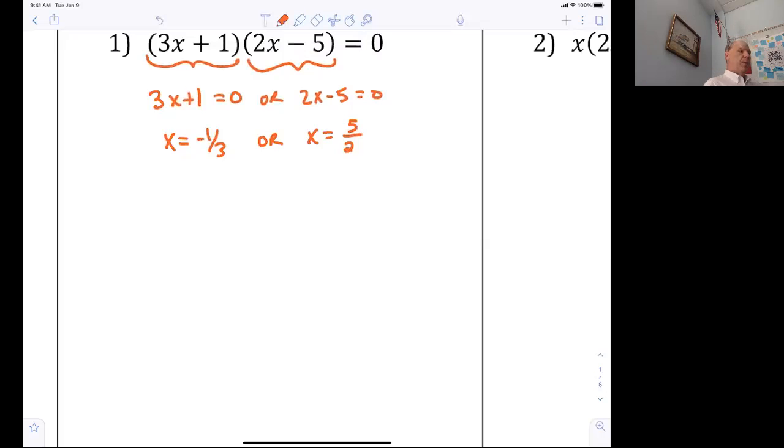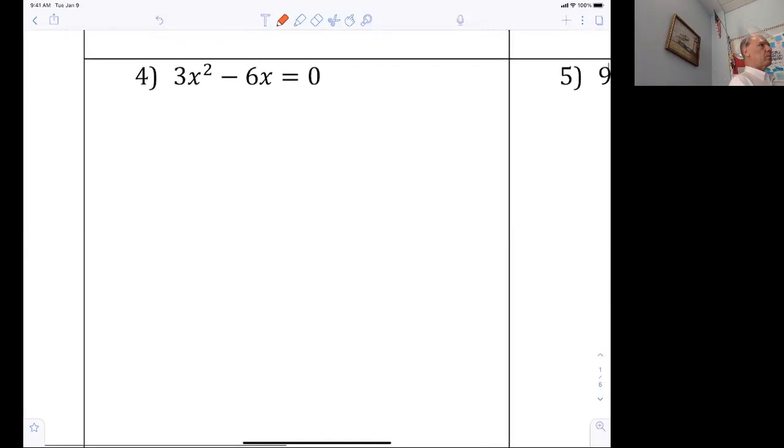So here we go. Let's look at number 4. I told you always look for a GCF. Is there a GCF here? Yes, there is a 2x. No, it's not 2x. It's 3x. Nice try, Rivers. There is a common 3x. So everybody's putting down 3x, open parentheses.